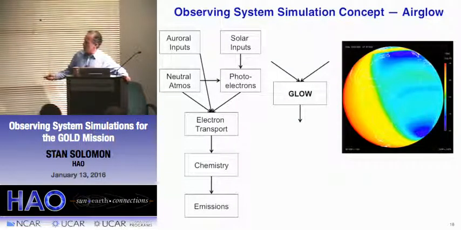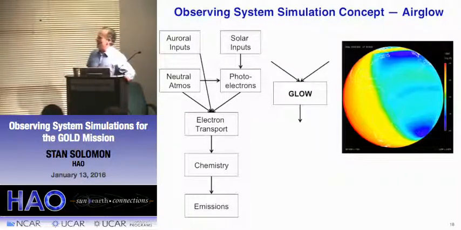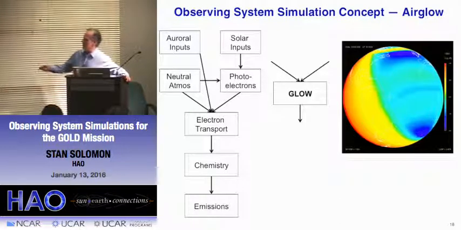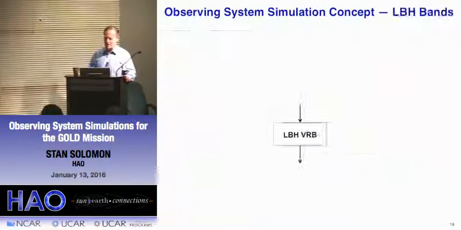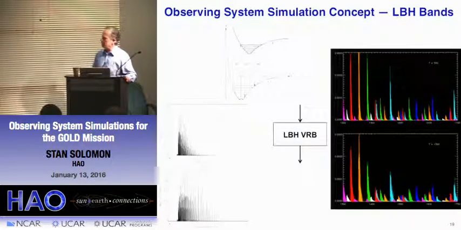Those electrons bounce into neutrals, chemistry ensues, and emissions occur. Is that good enough for now? And anyway, that enables you to build up maps of what the airglow looks like. That goes into this vibrational-rotational band thing.